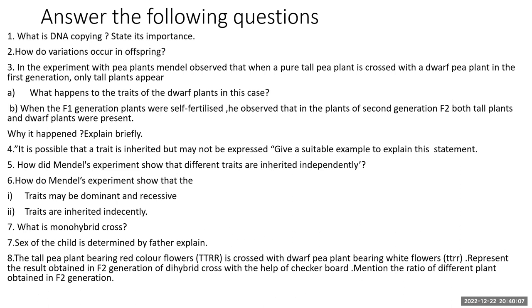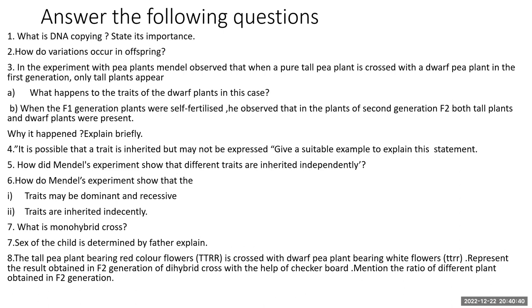So here we have taken a tall pea plant, and they are bearing red colored flowers. It is crossed with a dwarf pea plant bearing white flowers. The dwarf plant has white flowers. Represent the result obtained in F2 generation of dihybrid cross with the help of checkerboard. Mention the ratio of different plants obtained in F2 generation.